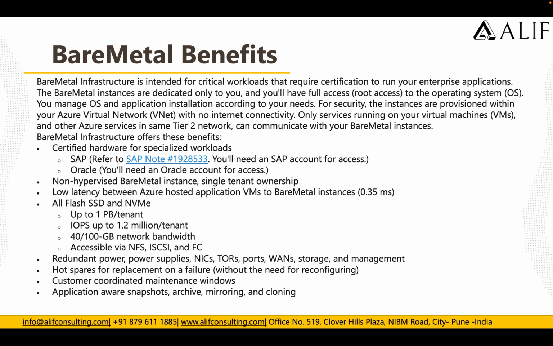For security, these things are provisioned within your Azure virtual network with no internet connectivity. Only services running on the virtual machine or the other services in the same tier 2 network can communicate with the bare metal instance, right? Now we get full control of the operating system. The bare metal instance will get connected with the virtual network, which you already have in the subscription, but it does not have connectivity to the internet, which means your other VM can reach the internet, but your bare metal instance cannot. Right? So what are the benefits?